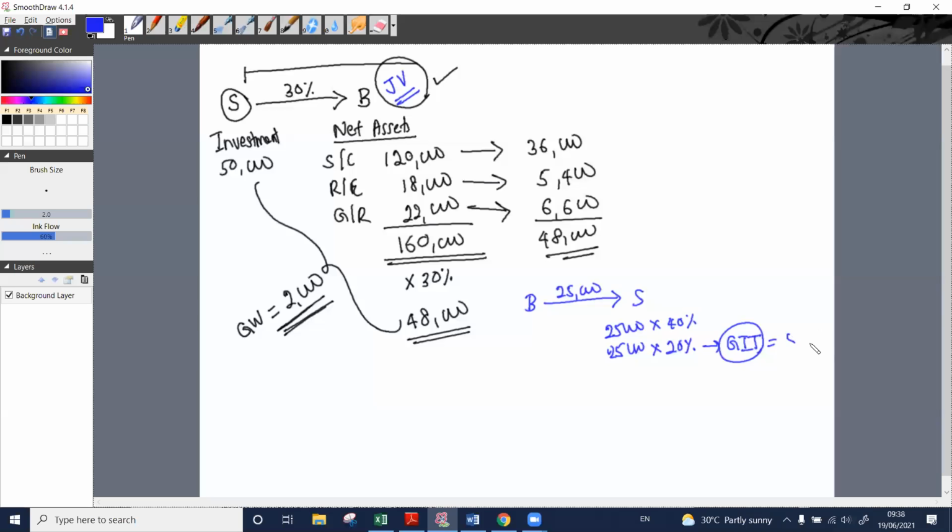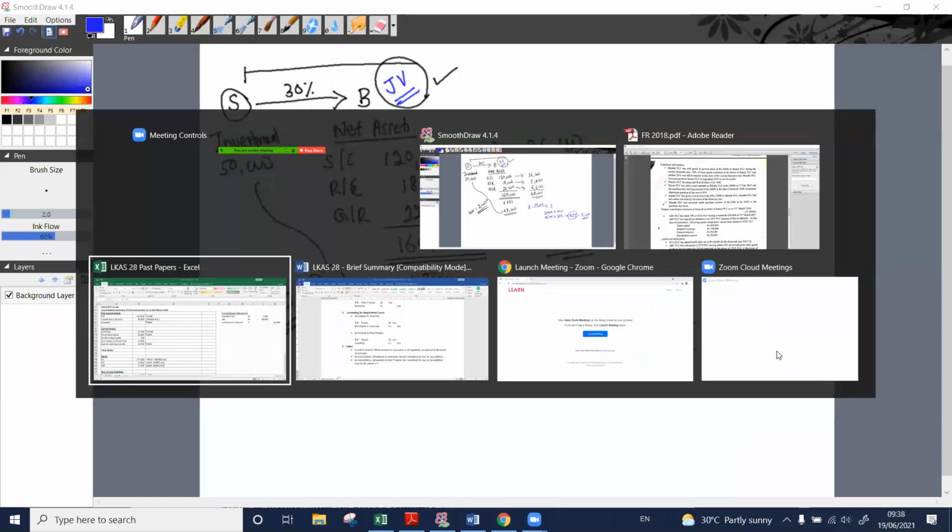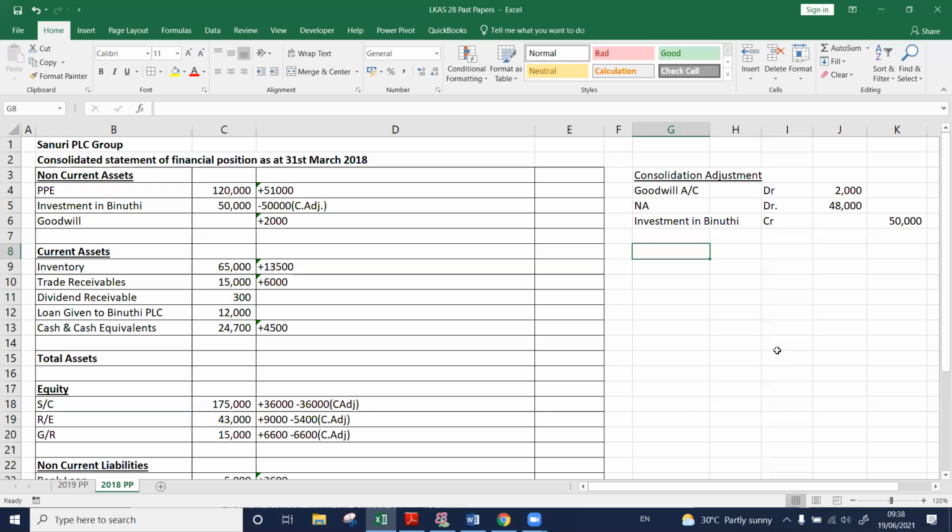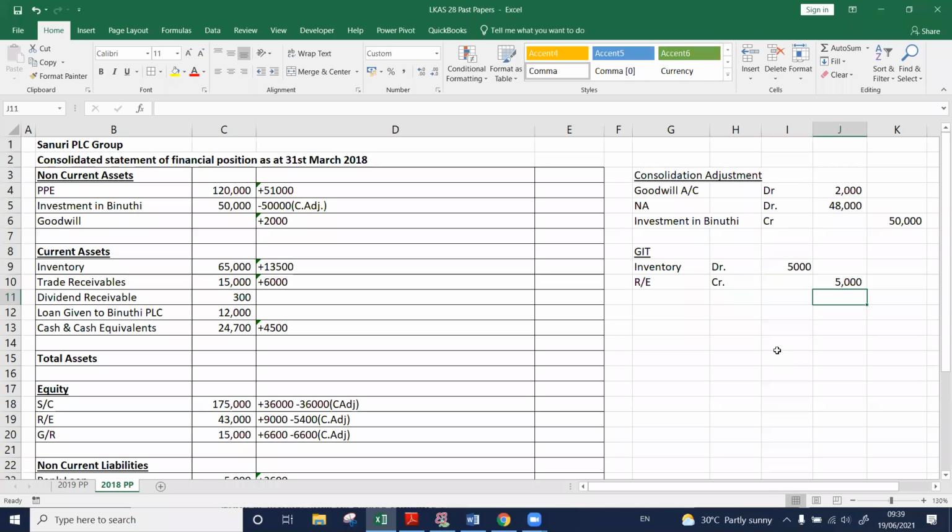Goods in transit 5,000. How can we account for this? What is the double entry we need to pass? It needs to be added to inventory, right? Inventory needs to be debited by how much? 5,000, right? Inventory needs to be debited by 5,000. Where to credit? Retained earnings credit 5,000. This is the entry we need to pass.